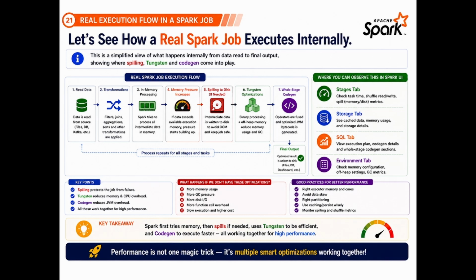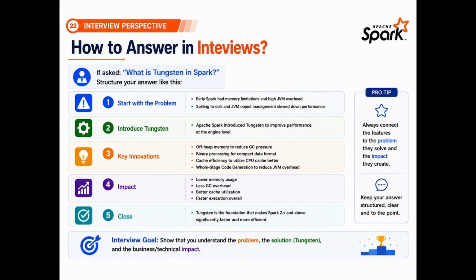In interviews, most candidates stop at, Spark is fast because it uses memory. That's incomplete. A strong answer covers the full optimization stack. Spark combines memory management, binary processing, off-heap memory, and whole-stage Codegen. Together, these optimizations deliver high performance.